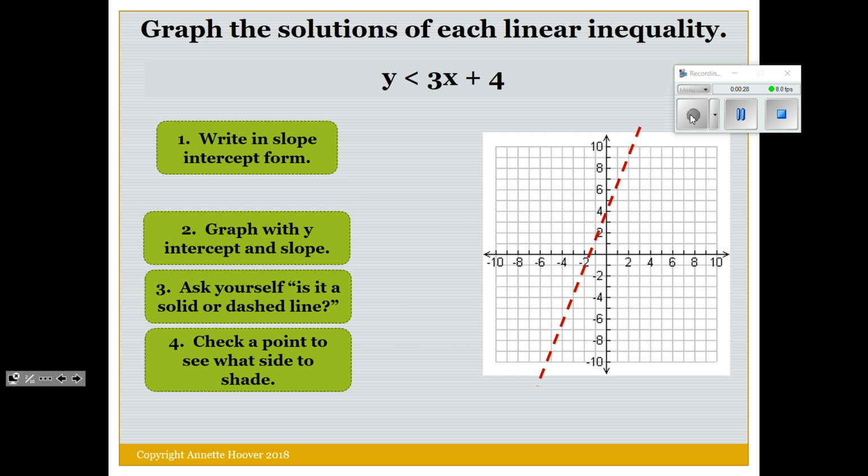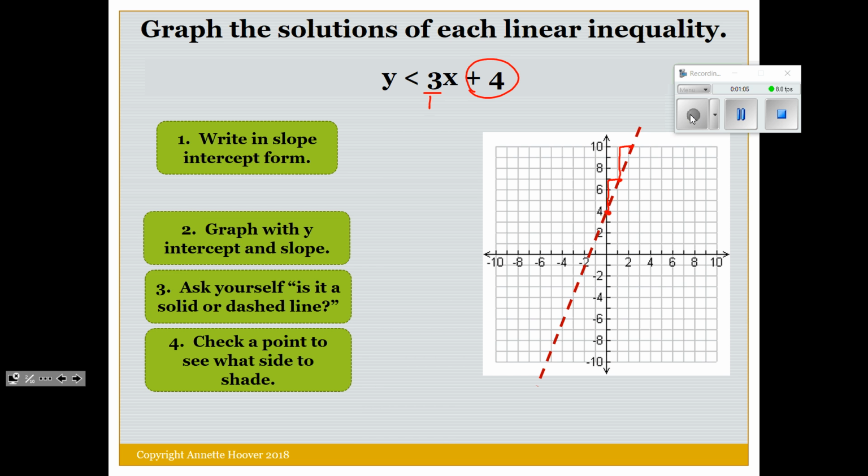So first, we're going to graph it the same way. First, we have to write it in slope-intercept form, but this one already is in slope-intercept form. Now we can graph by using the y-intercept and the slope. Remember, we always start with the y-intercept. The y-intercept is 4, so here's 4 on the y-axis. Then the slope is 3, a rise of 3 and a run of 1. So we go up 3, 1, 2, 3, over 1. There's another point. We could do it again, up 3 over 1. Okay, so we've discovered where the line should be.